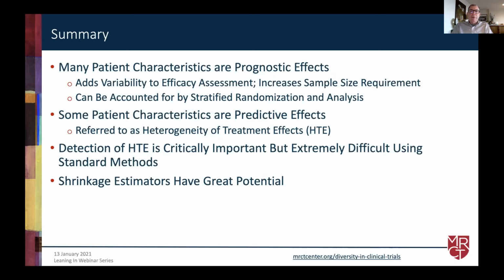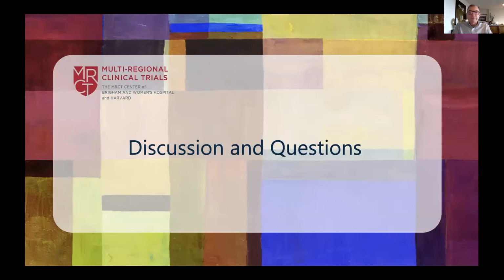Detecting heterogeneity of treatment effects is critically important, but extremely difficult using standard methods. And shrinkage estimators have great potential to address this problem. So I'll hand it back to Sarah now for some final comments.